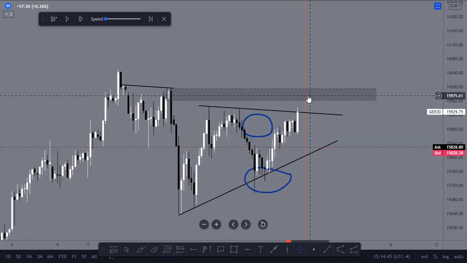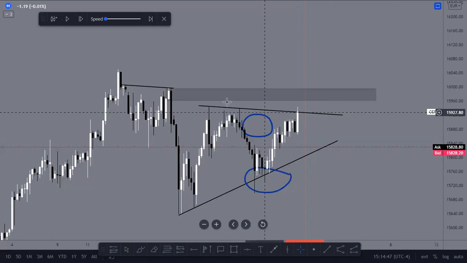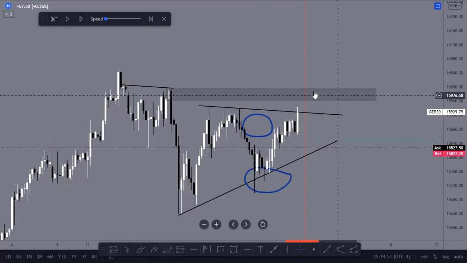But as smart money traders, we're waiting for the market to break above here, breaking liquidity that is here, and also mitigating the order block. Then we'll take the sell here. Take a look.